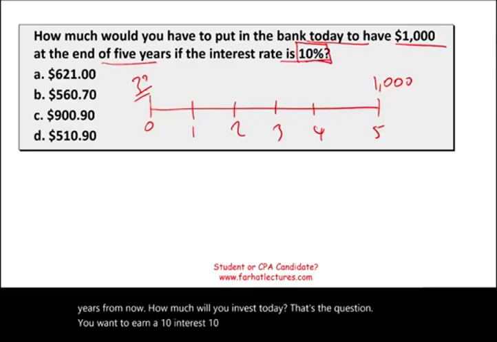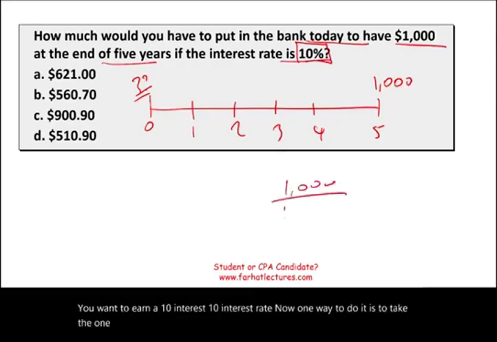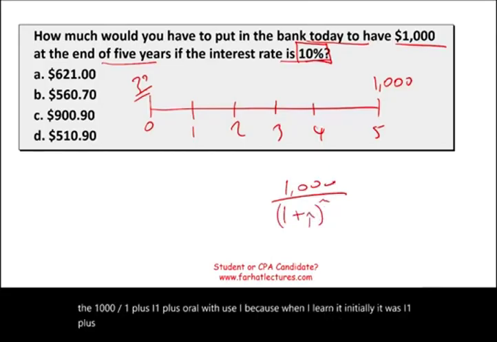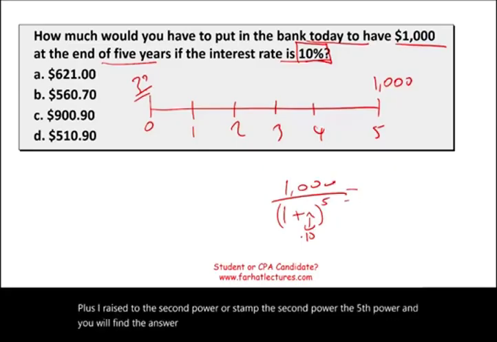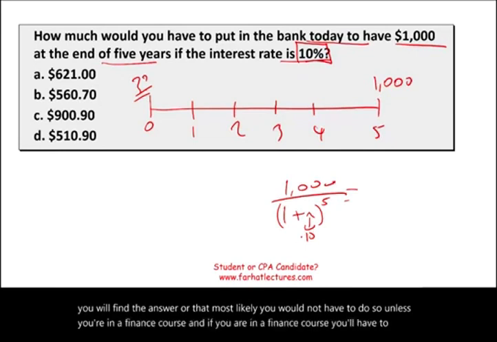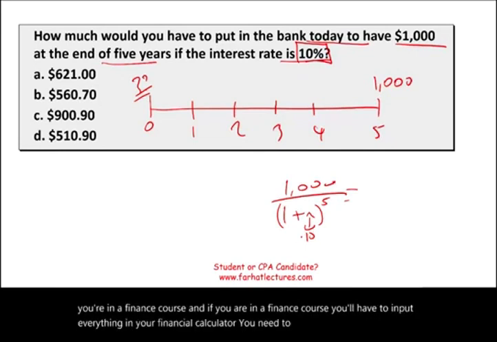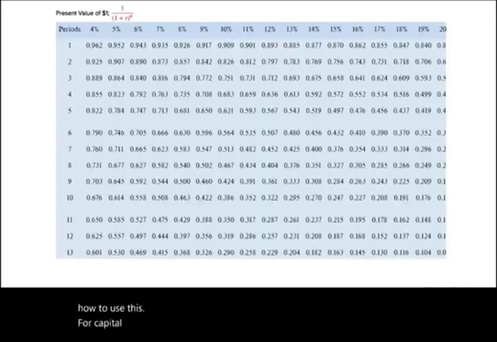Now, one way to do it is to take the 1,000 divided by 1 plus i, 1 plus r. I always use i because when I learned it initially it was i. 1 plus r raised to the second power. r is 10%, not the second power, the fifth power, and you will find the answer. Or most likely you would not have to do so unless you're in a finance course, and if you are in a finance course you'll have to input everything in your financial calculator. You need to learn how to use this. For capital budgeting, you're going to have to use the tables.